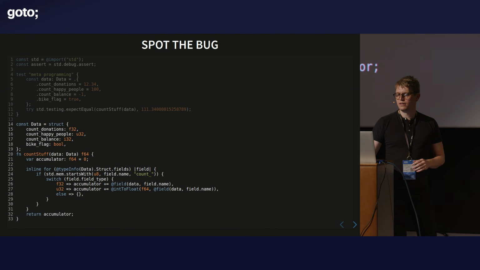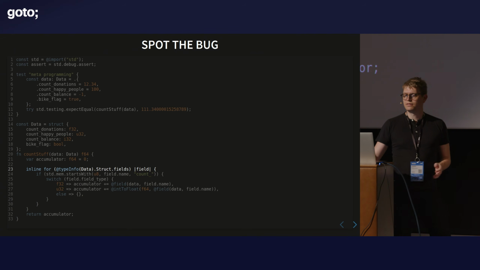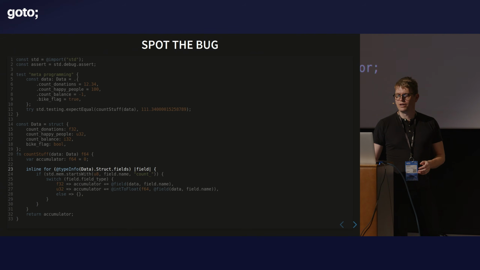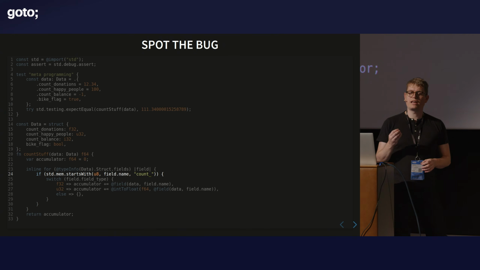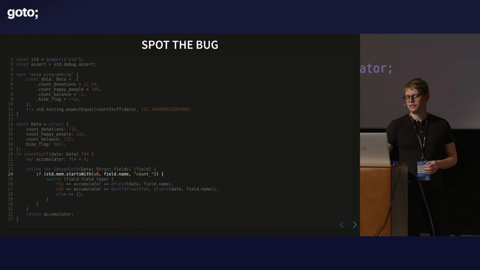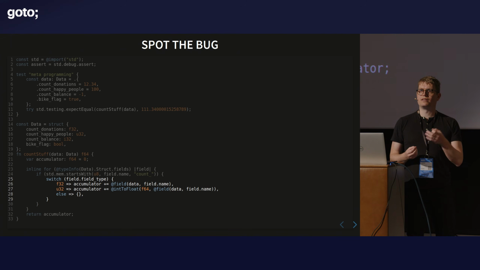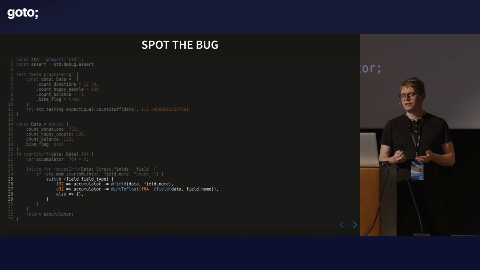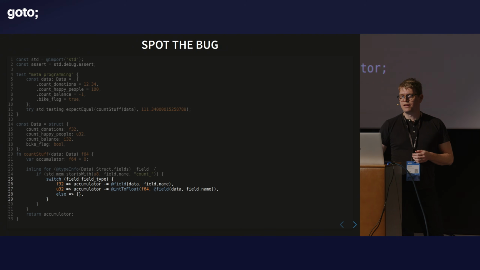Here's the bug. So here we're doing a for loop over the struct fields. So count underscore donations, count underscore happy people, and so on. Here we're checking if the struct field name starts with count underscore. And here we're switching on the type. So is it a float? Is it an int? That sort of thing. If it's a float, we add to the accumulator. If it's an integer, we convert to a float, add to the accumulator, and so on.